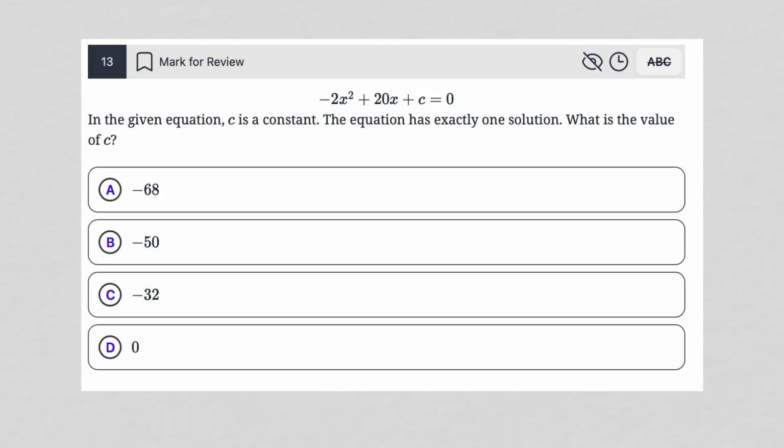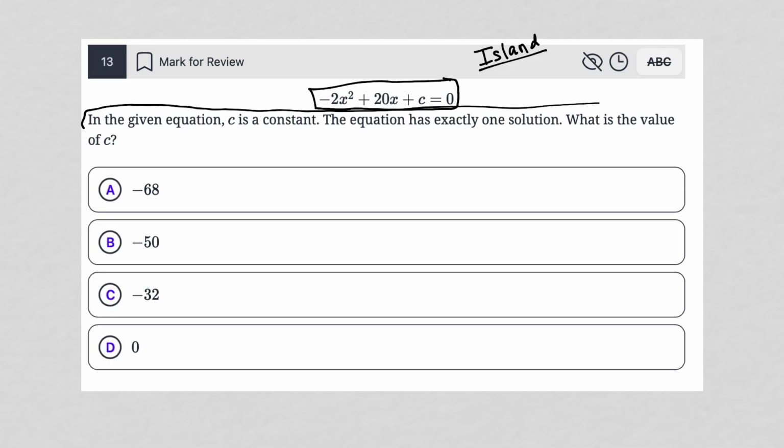So this question is an island question. Any question that has an equation or inequality or system of equations or even a table that floats on top of the question, I call it an island question. This helps me to identify the question fairly quickly.